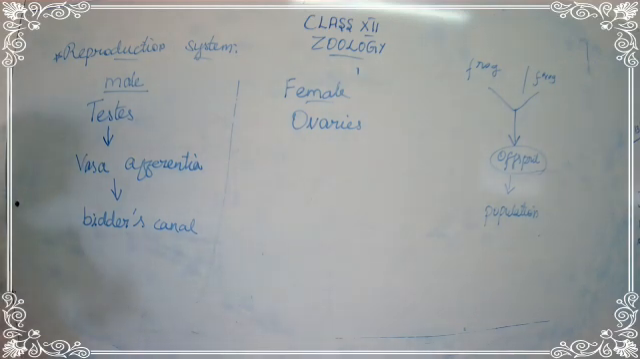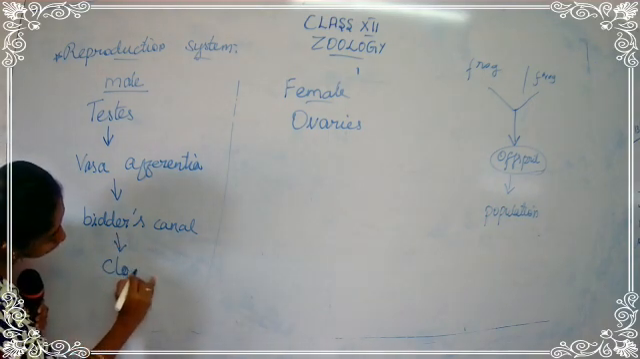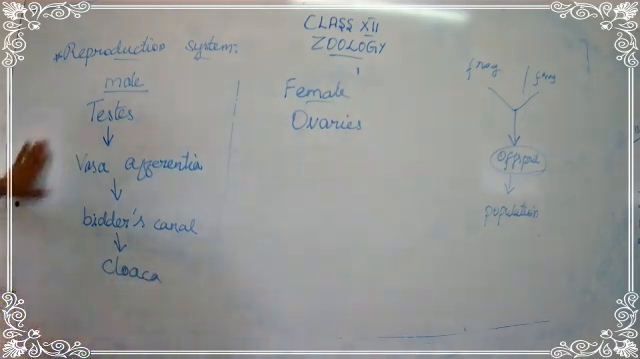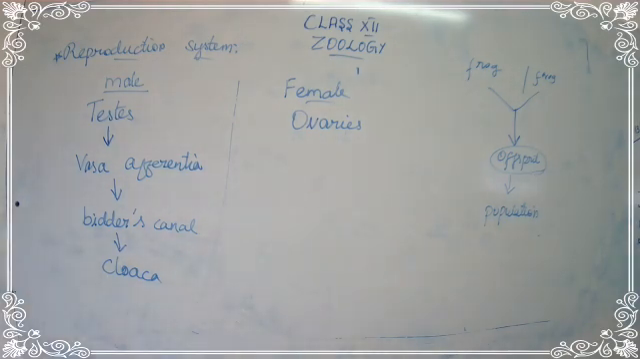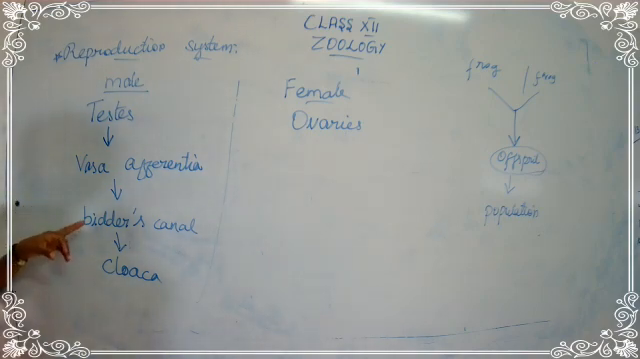It communicates with the urinogenital duct and comes out of the kidney and opens into the cloaca. Are you clear? The male frog consists of testis, and from the testis arise vasa afferentia. Then the vasa afferentia enter the bladder canal and finally come out through the cloaca.